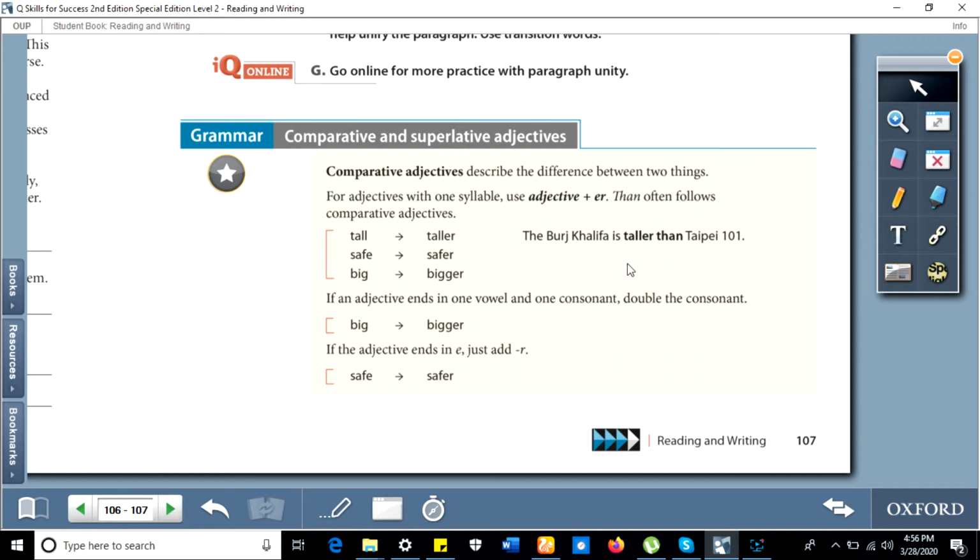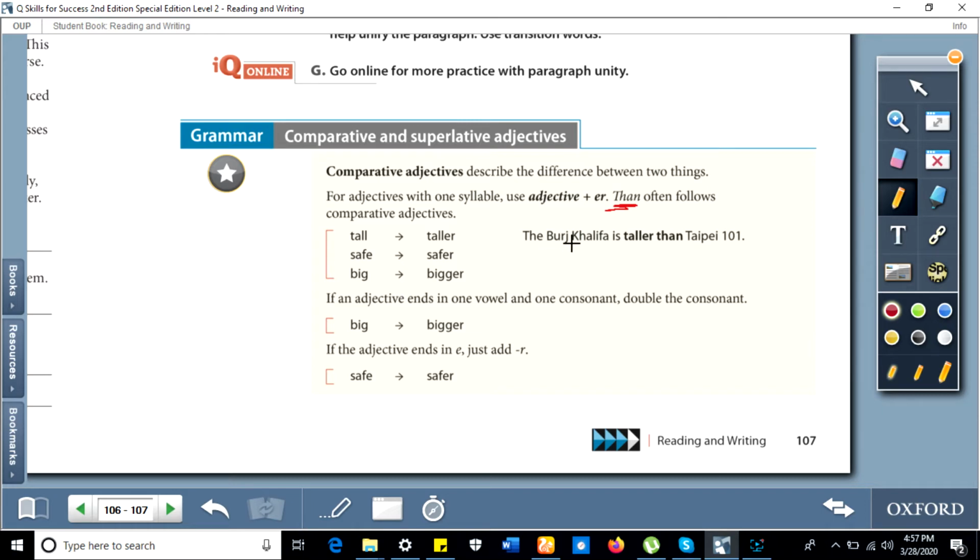For example, Ahmed is taller than Majid. So this means I'm telling you that Ahmed is taller than Majid, right? And to make the comparison, after the adjective, we use "than". This is what we have to do.